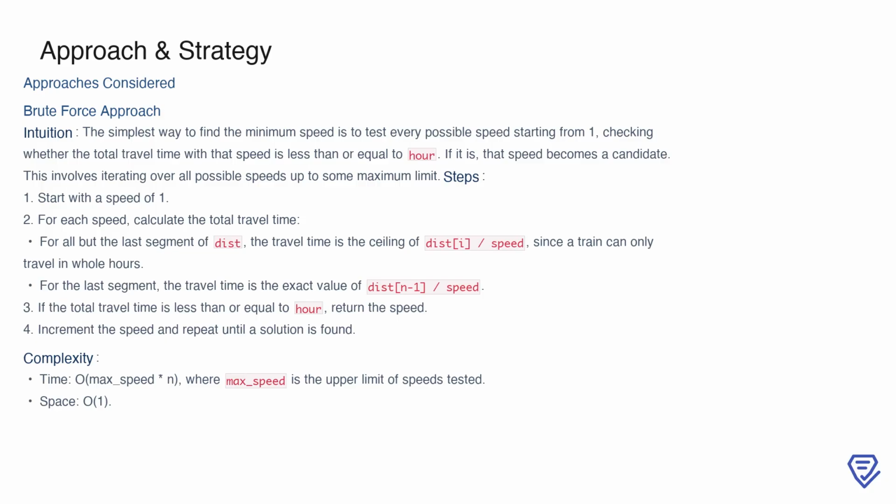For the last segment, however, we use the exact travel time without rounding. If the total time for a given speed meets the required condition, we return that speed. Otherwise, we increment the speed and repeat the process until we find a solution. While this approach is simple, its major downside is the time complexity, which grows linearly with the maximum speed tested. This makes it inefficient for larger input sizes, especially when the maximum speed is very high.